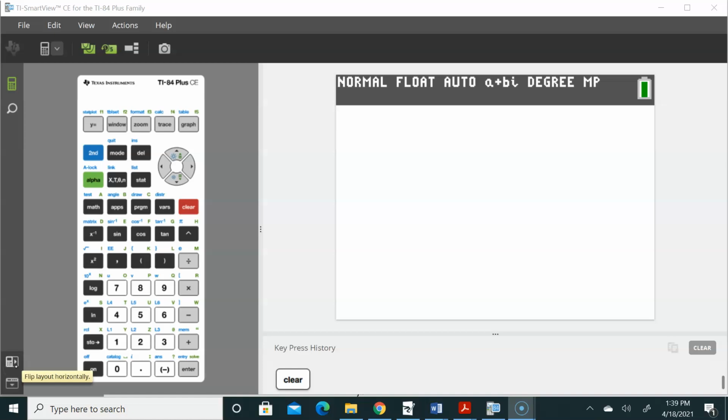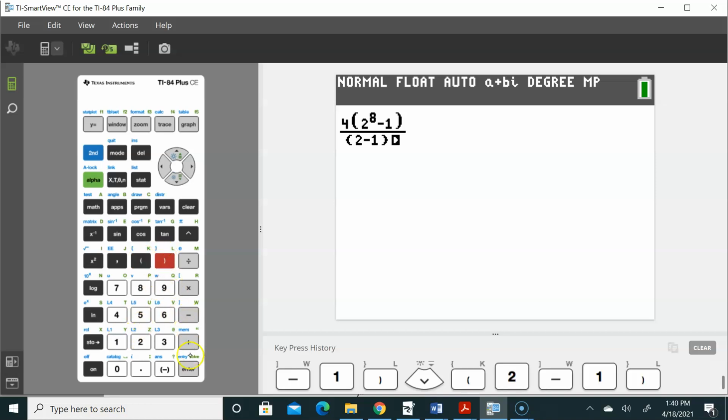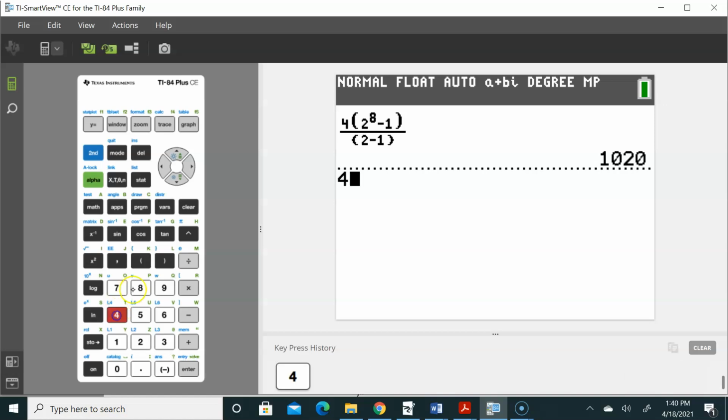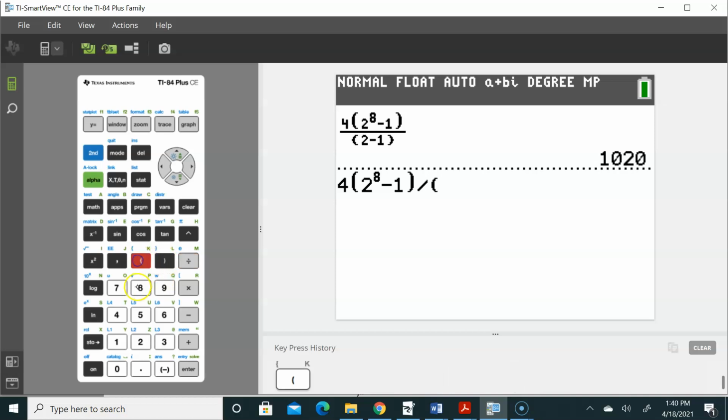If you want, you can use that special fraction key. Watch: alpha y equals, special fraction bar key, 4 parentheses 2 raised to the 8th, get out of the exponent, minus 1, close parentheses, move to the denominator. Now you don't even need parentheses in the denominator, but I'm going to do them anyways. You get 1020. Or you could do this without using that key. I could do 4 parentheses 2 raised to the 8th, minus 1, slash or divided by parentheses. This is where parentheses is really important. 2 minus 1.